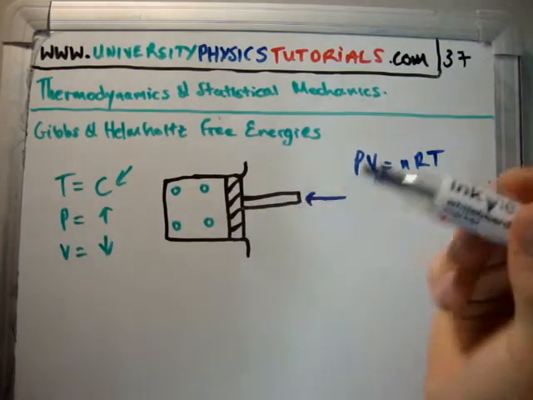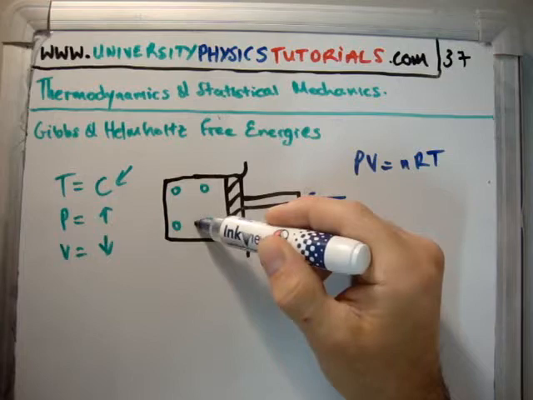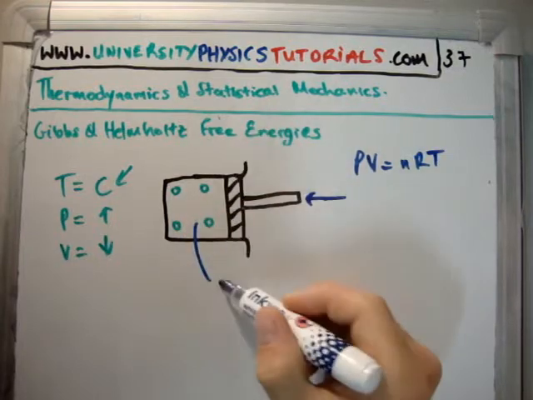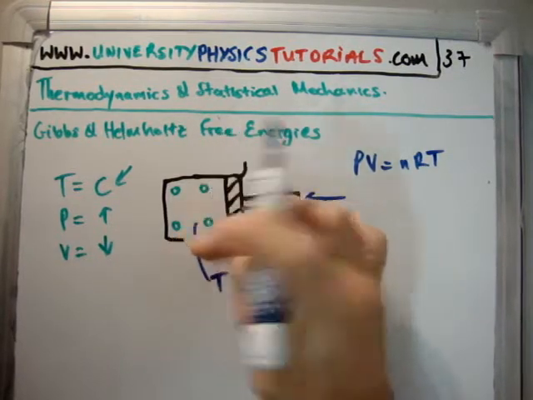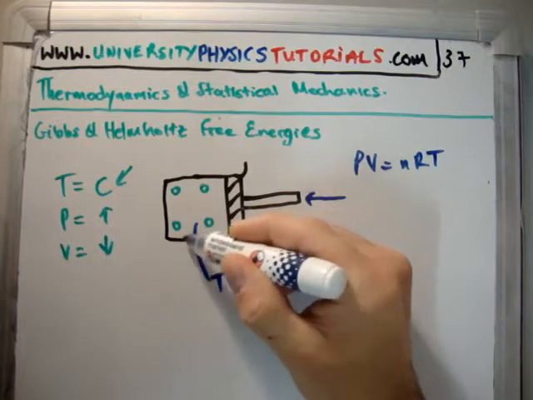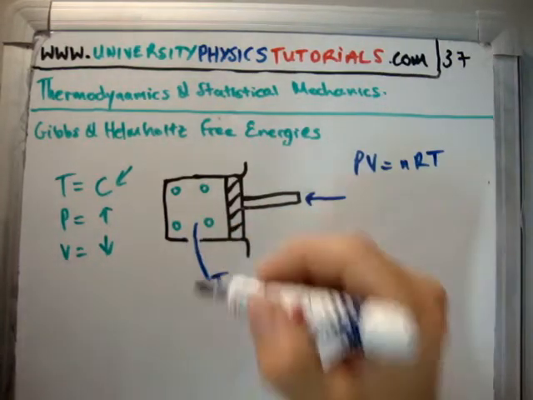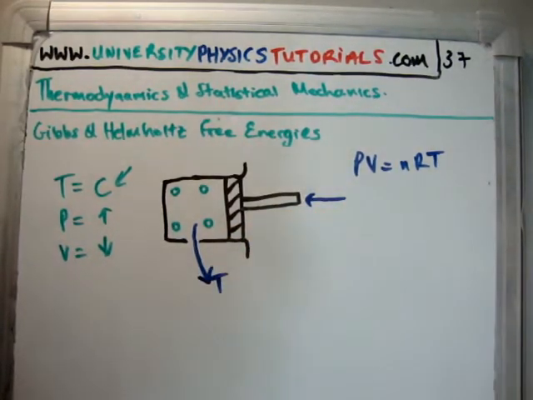So what we need to do here is we need to suck out some temperature. We need to let temperature flow out, because the gas is going to heat up as you compress it. So what we need to do is let some heat flow out. Now, that's to keep it at constant temperature.